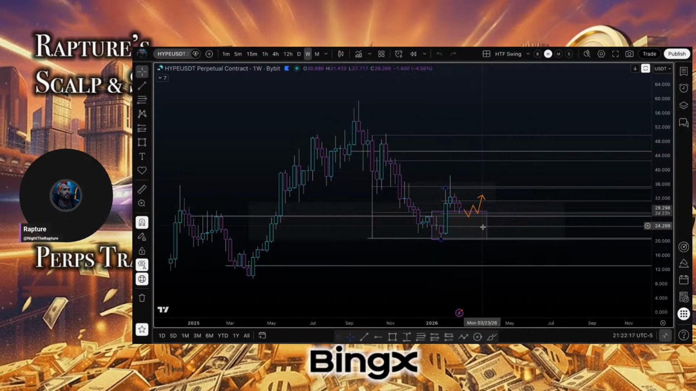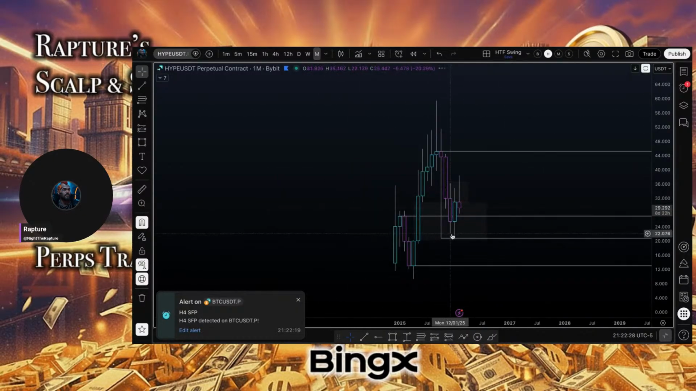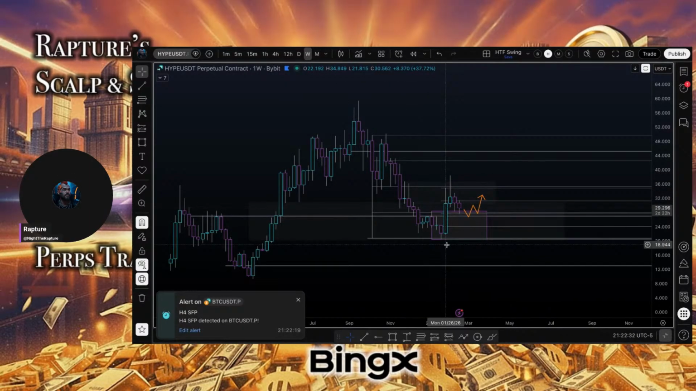Right, we've had this marked out for a while. One, two, three, four. Four weeks ago, we drew this bullish breaker. It's a monthly SFP with a weekly bullish breaker. Looks like BTC is coming down a bit because it's back below the H4 SFP level. Weekly bullish breaker. We've been looking for this sort of price action into here.